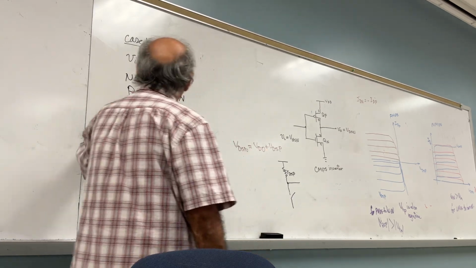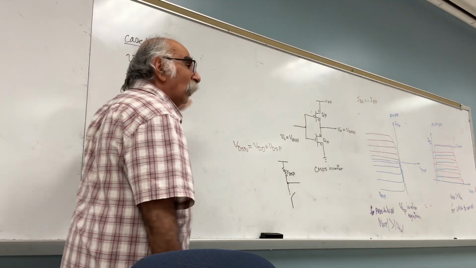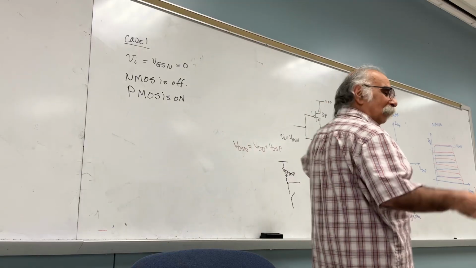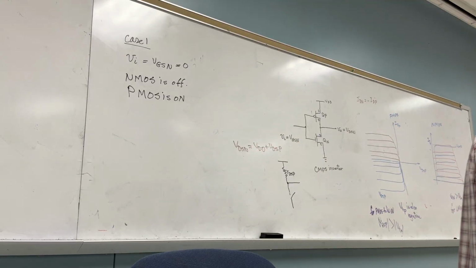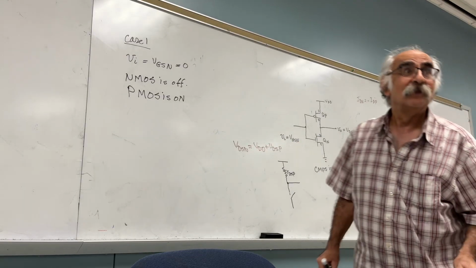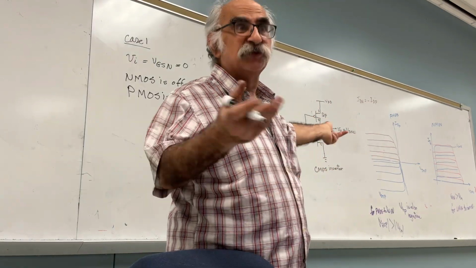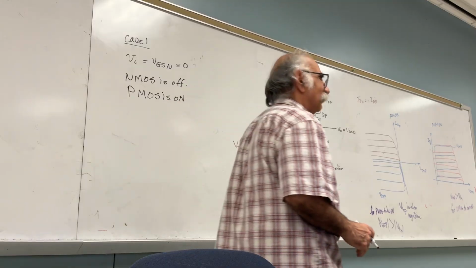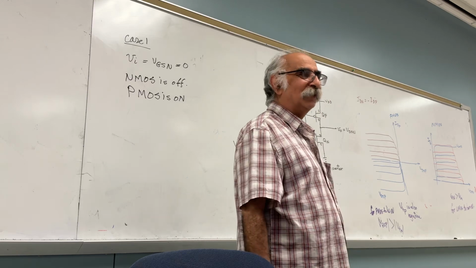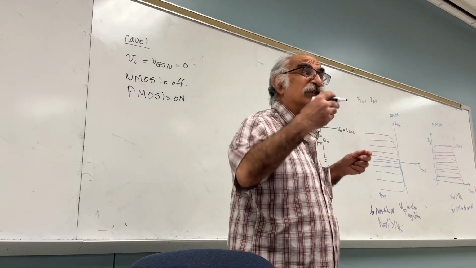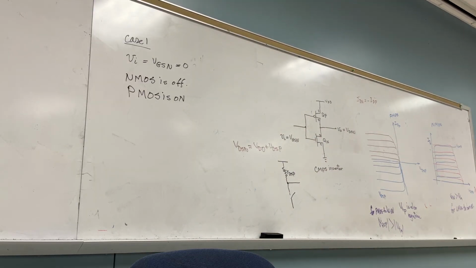I am claiming that when you put VI equal to VGSN, the PMOS is going to be in which mode? Triode mode, which means it can be approximated by a resistor. Did you get it or not? Good. Now, but is there current? No. There is no current. So even though the PMOS is on, there is no current. Did you get it or not?